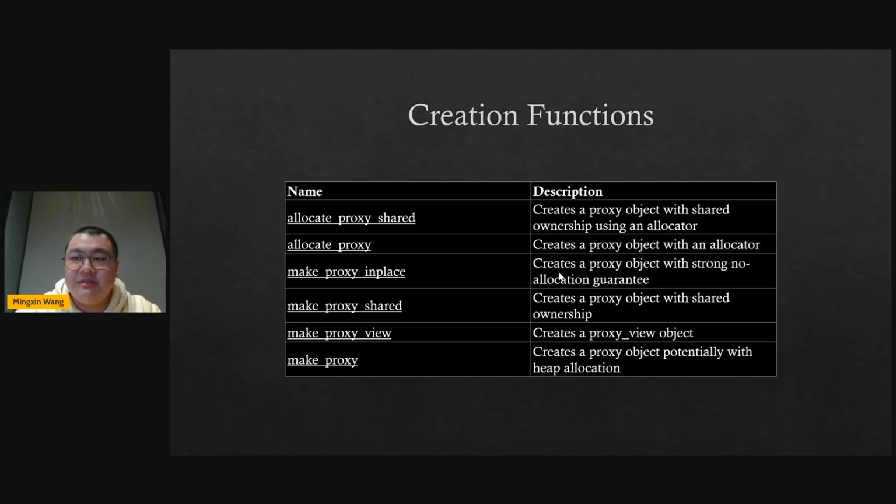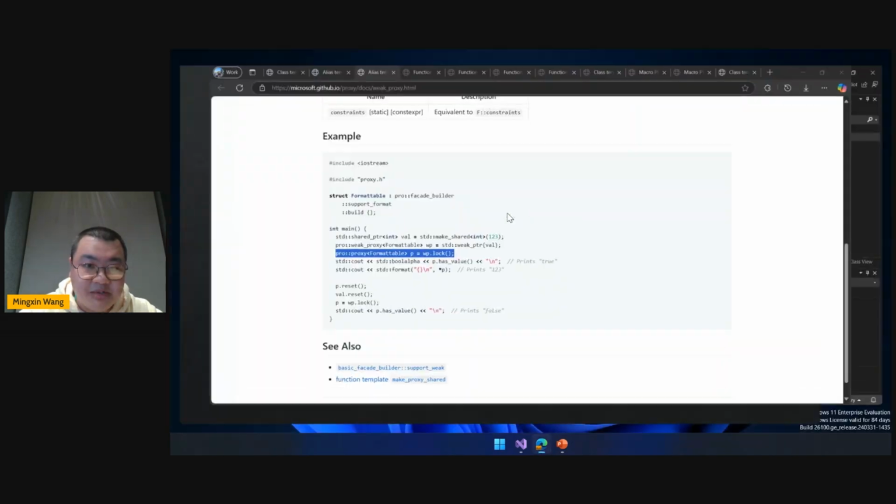So how to create a proxy? We offer several creation functions. Also, you can create from a raw pointer or any smart pointer, but we recommend you use the creation functions if possible, because they usually offer better performance, especially like make proxy shared is similar to make shared. Make proxy view is similar to just assigning a pointer to a proxy, but it honors reference. We can see a little bit about these types.